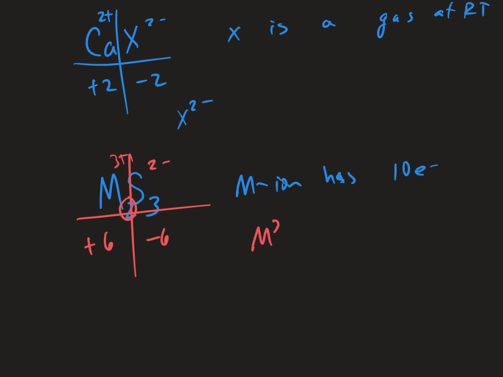Okay, so M3 plus has 10 electrons. Well, how many did it have before it lost 3? 13. Well, it has 13 electrons if it's neutral. Aluminium, right? Are we good? That's not the one that's on the test, but can you guys do it? Any questions so far? Okay.